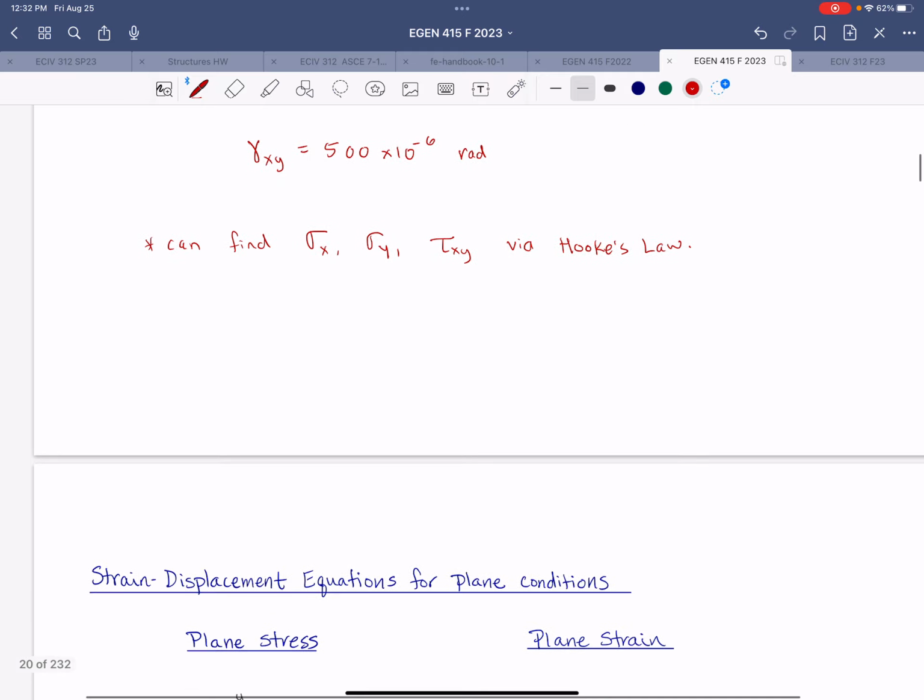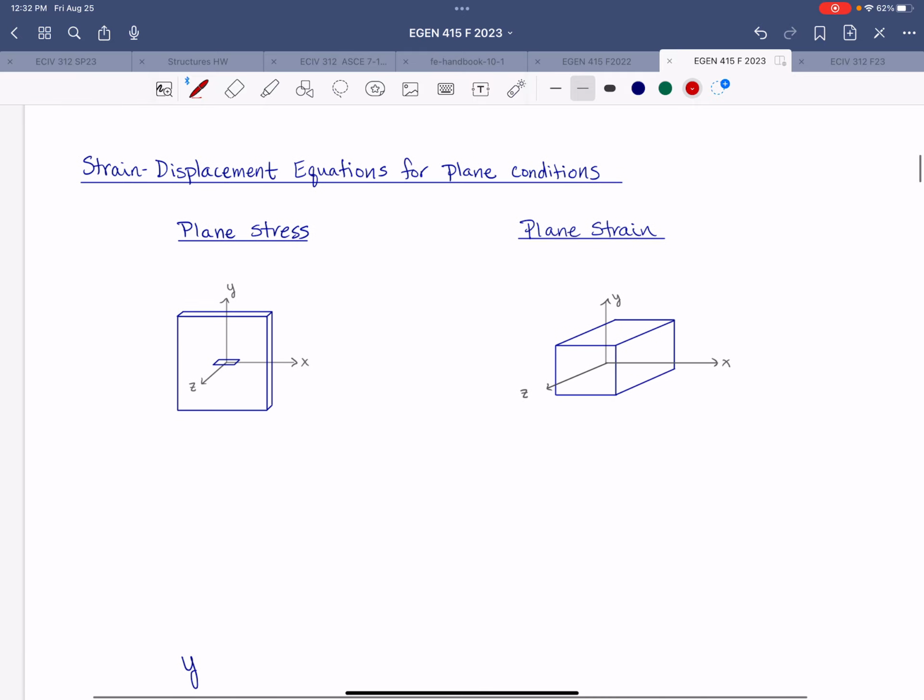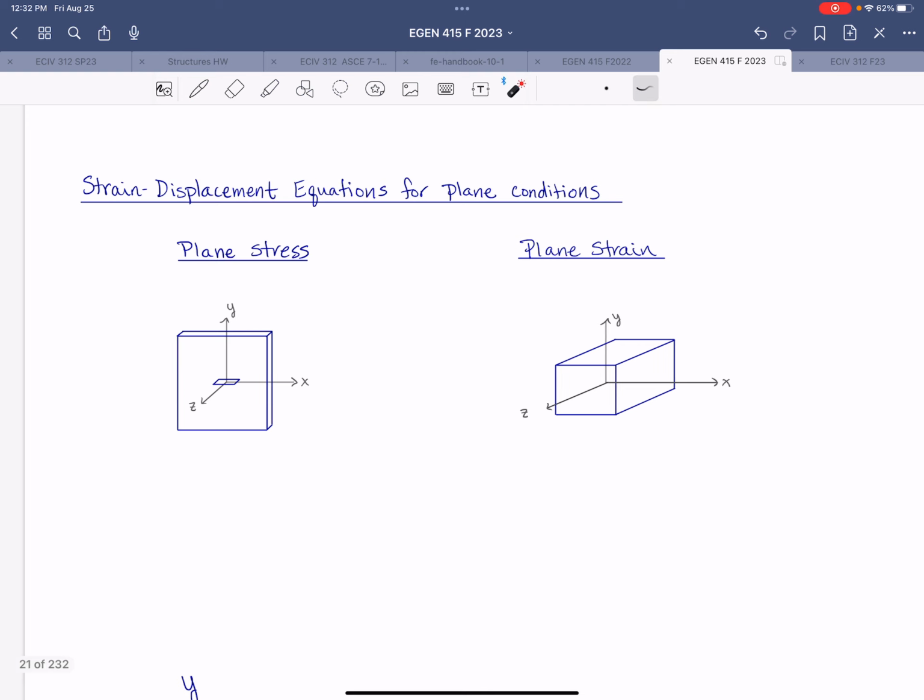All right. So now we'll talk about strain displacement equations for plane conditions. So first up, we've got a general sketch to represent plane stress versus plane strain. All right, so with plane stress, this is representative of a thin body, where the normal stress in the z direction would be 0, okay? But the normal strain in the z direction is not equal to 0. All right, so you remember from mechanics of materials, if you have a thin plate like this and you have normal stresses applied in x and or y, it will cause a change in thickness of that plate, right? So we can't say that the normal strain in z is 0.